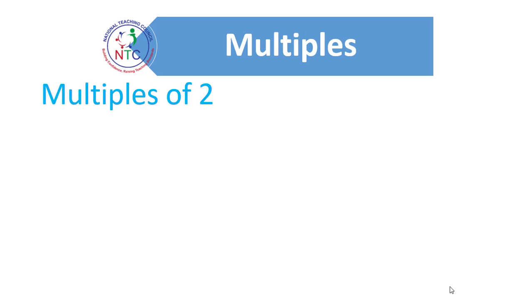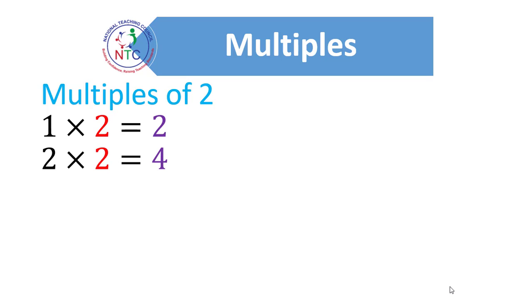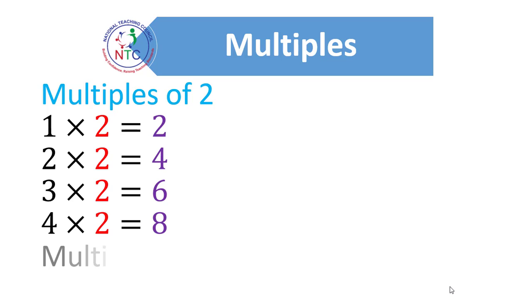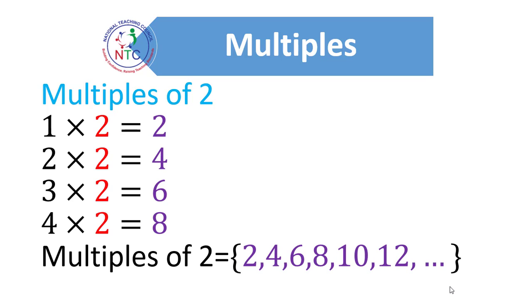Now, multiples of 2, for instance, can be gotten by multiplying 1 by 2, and then the first one we have is 2. Multiplying 2 by 2, then we'll have 4. Multiplying 3 by 2, now we have 6. Multiplying 4 by 2, and we'll have 8. Thus, the multiples of 2 can now be stated as 2, 4, 6, 8, 10, and as you continue multiplying, the more you get.